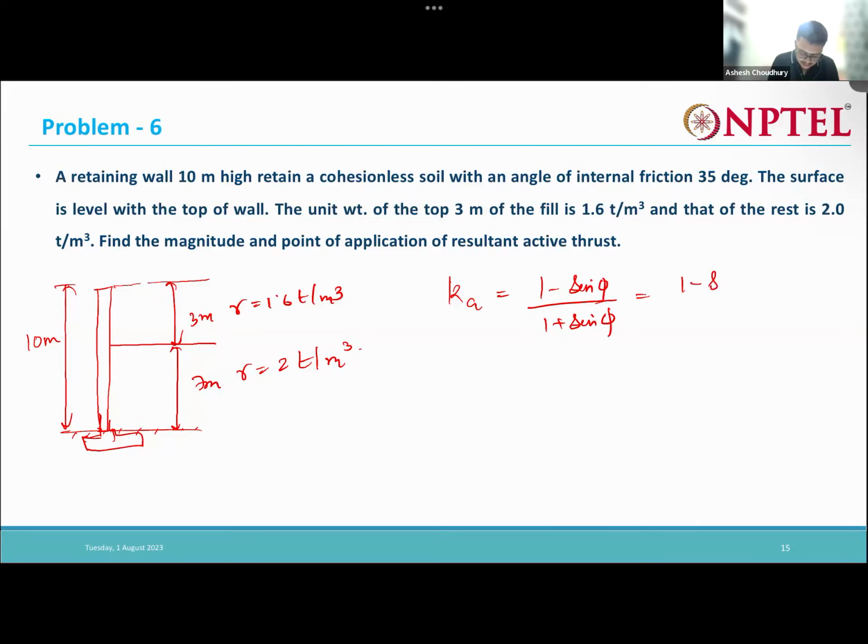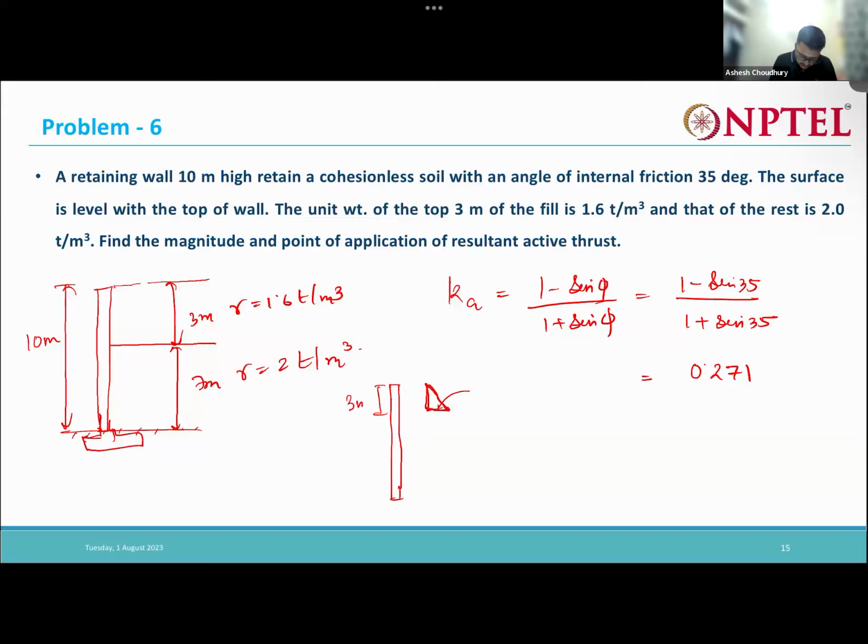So 1 minus sin 35 by 1 plus sin 35. If we do that, we will be getting 0.271, right? Okay. So now, this is the wall. For the first 3 meters, the pressure triangle will be something like that, right? So what is the value here?